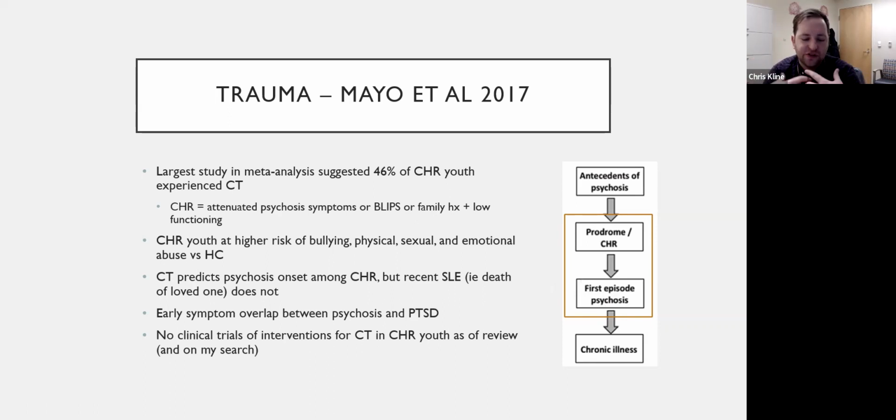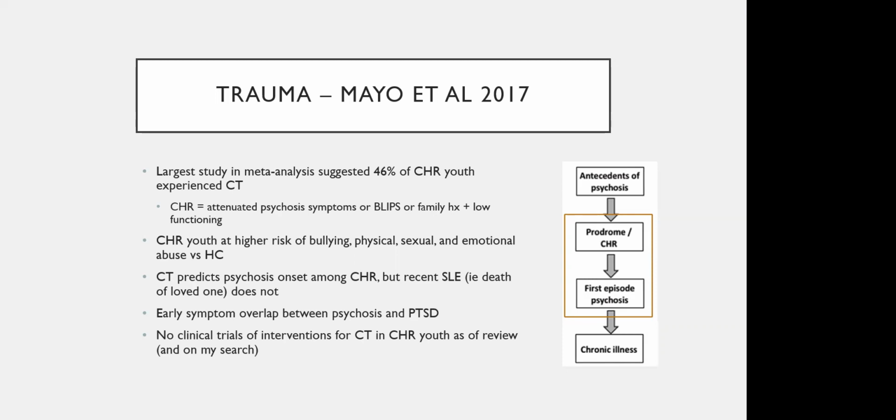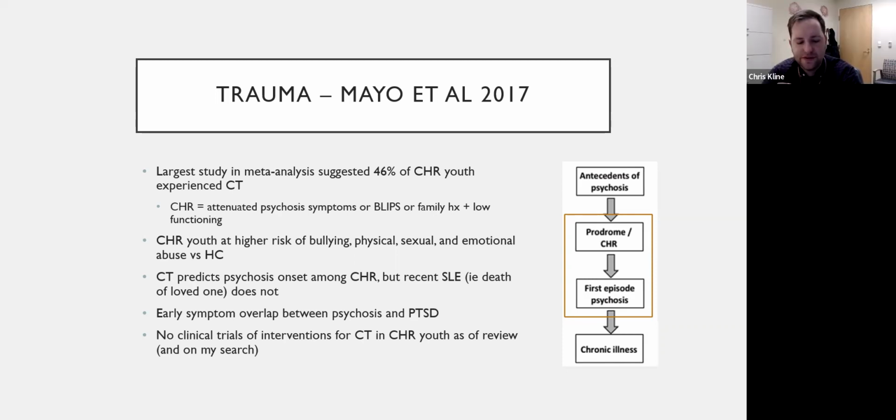There are wide ranges of trauma in this population, but the largest meta-analysis suggests that there's a prevalence of 46% of patients in this cohort that have experienced some trauma. In this population, there were higher rates of sexual and emotional abuse compared to controls.